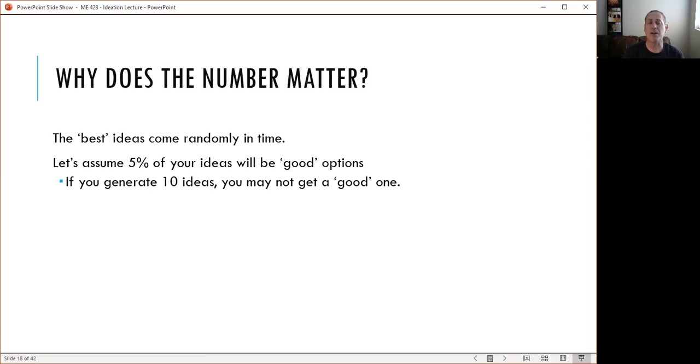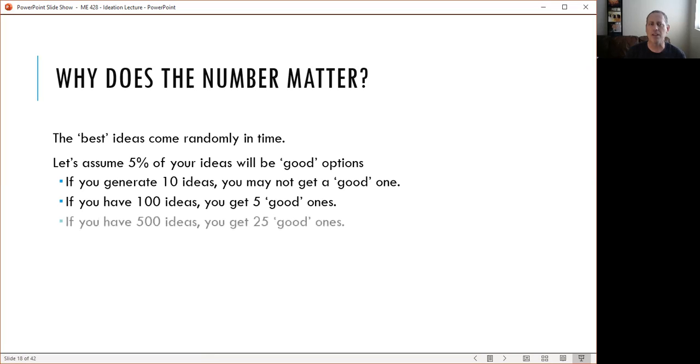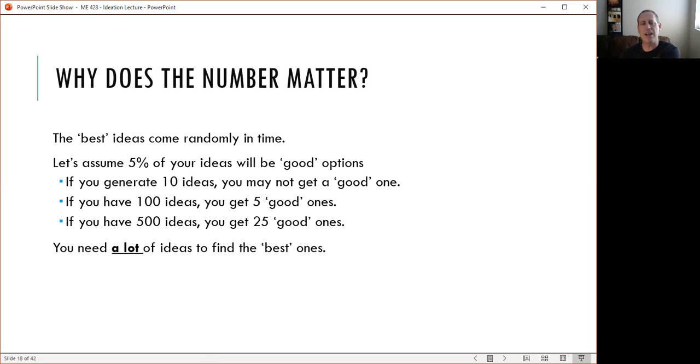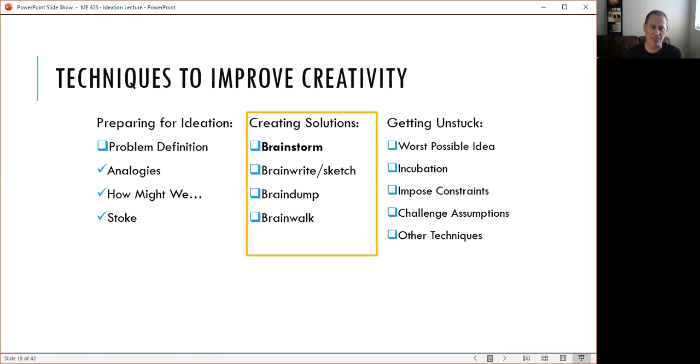So that means that if you generate 10 ideas, you might not have any good ones, right? But if you generate 100, you ought to get maybe around 5 good. If you can get 500 ideas, now we're getting some reasonable number of good ideas. So the goal here is to get a lot of ideas in ideation, and that then when we move to idea evaluation, we can get better ideas out of it. And that's the whole purpose of this.